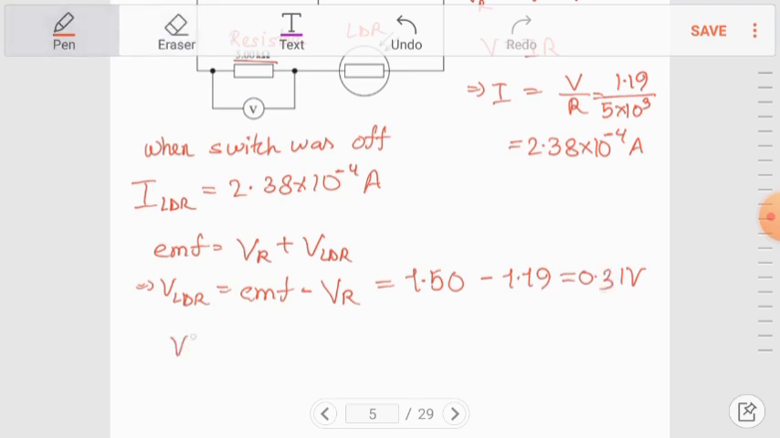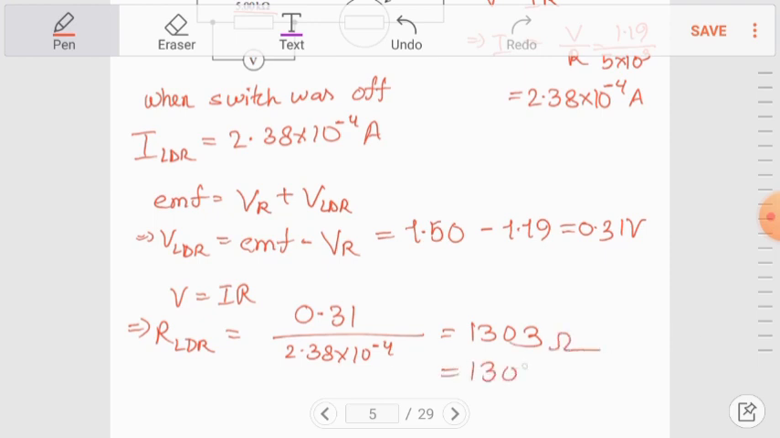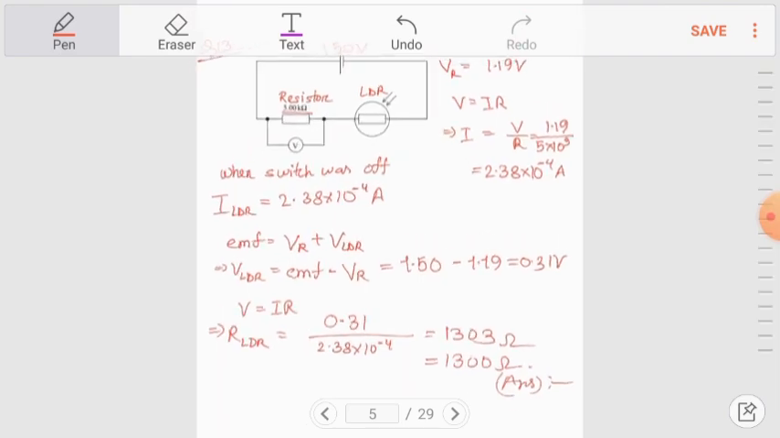And again, using the equation V equals IR, we have to make R the subject. We are now calculating the resistance of the LDR, so we can write it as R of LDR, and that would be 0.31 voltage over current, 2.38 into 10 to the power negative 4, and if you calculate it, you get a value of 1303 ohms, which you can write as 1300 ohms. And this is the answer for question number 13A.